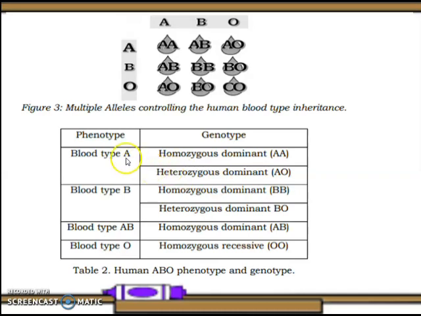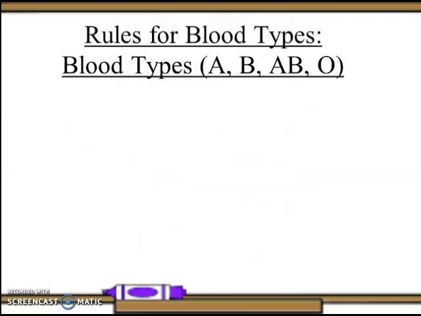We have here blood type A. It can be represented by homozygous dominant AA and heterozygous dominant AO. For blood type B, it can be represented by homozygous dominant BB and heterozygous dominant BO. And for blood type AB, it can be represented by AB, and for blood type O, it can be represented by OO. Let's have the rules for blood type.